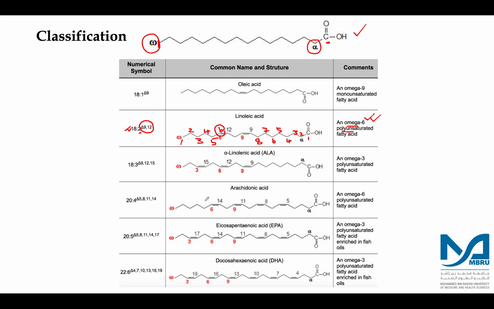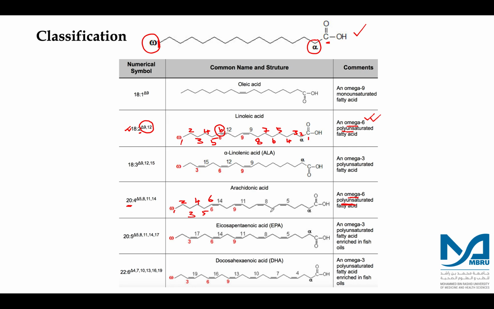Let's take another example. Arachidonic acid. Arachidonic acid consists of 20 carbons. So if I want to classify it from the omega side, this is 1, 2, 3, 4, 5, and since I encountered the first unsaturation at the 6th position, this is an omega-6 fatty acid. Since there are more than one double bond in this particular molecule, I call it omega-6 polyunsaturated fatty acid.